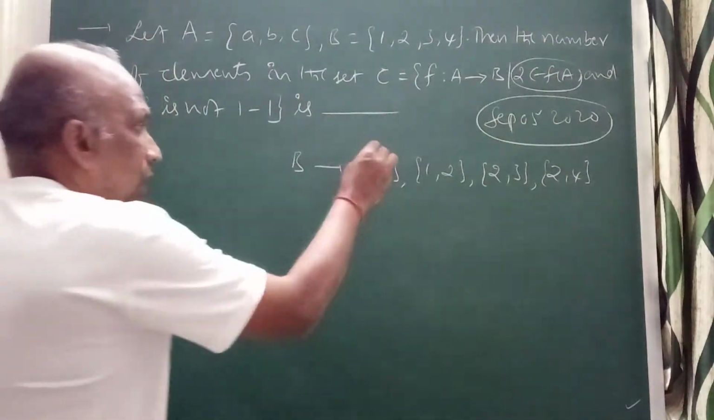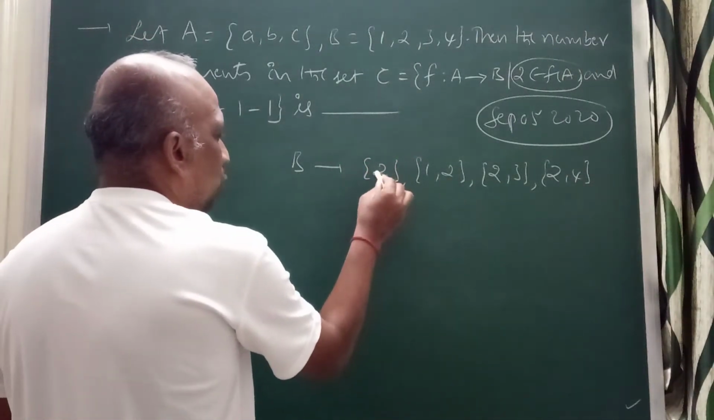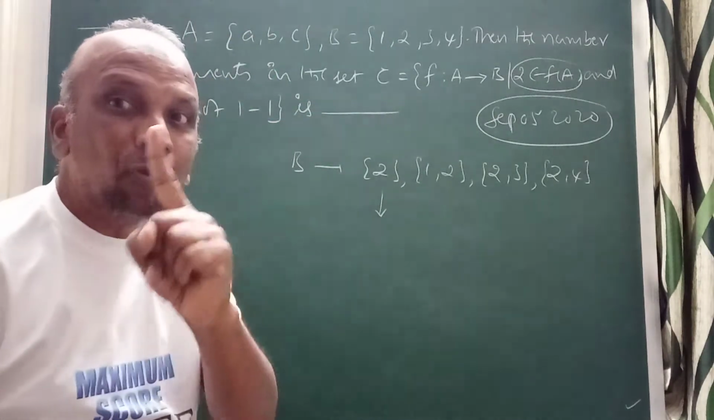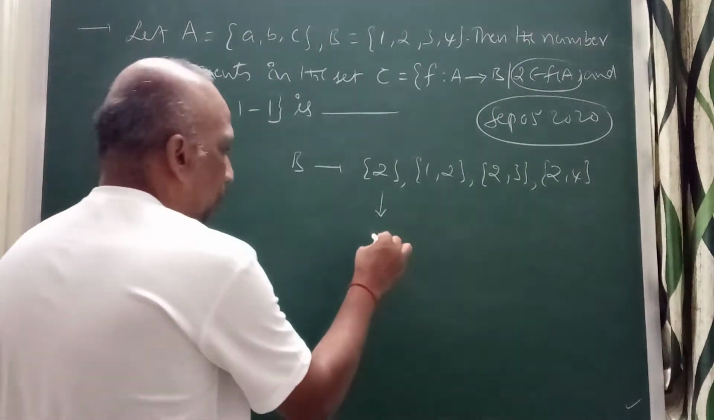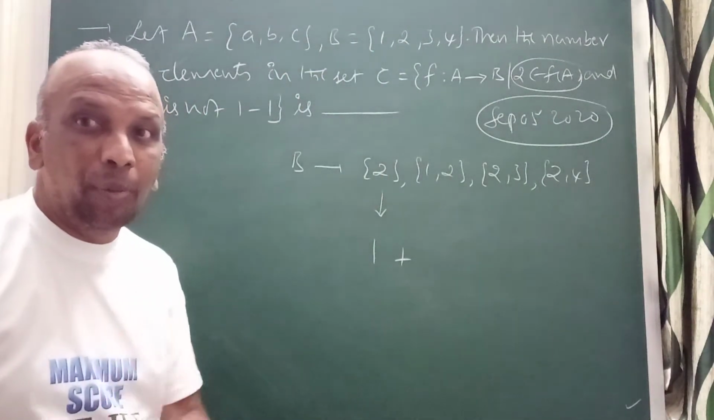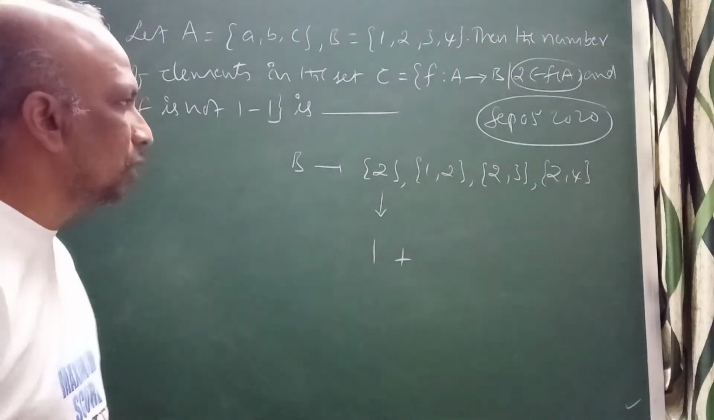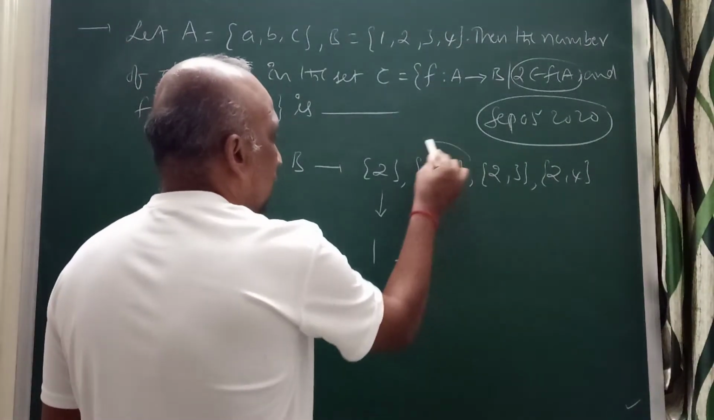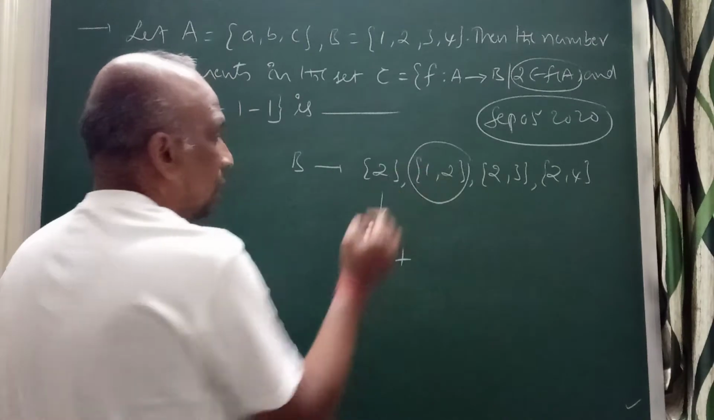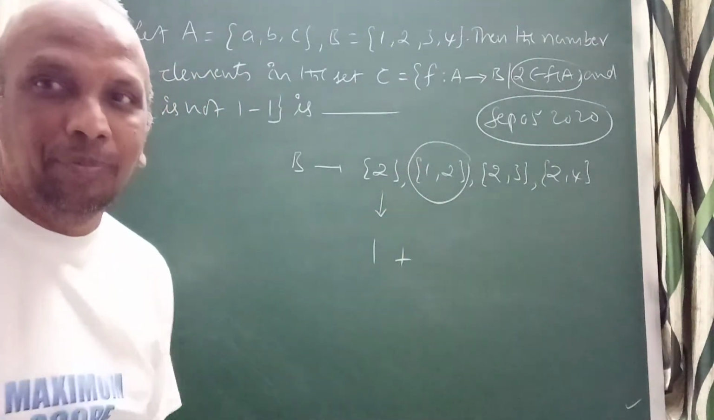Suppose only singleton 2. Only singleton 2 means every element of A connected with singleton 2 will give one constant function. That will be 1 plus, I am talking about elements of C, correct? We will get one constant function. Suppose if this is domain, so this is codomain. So B is the codomain. If set of 1, 2 is codomain.